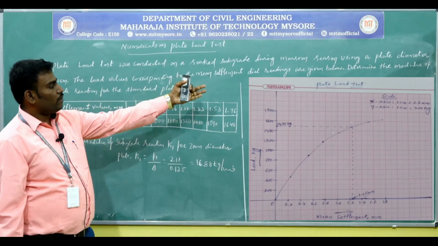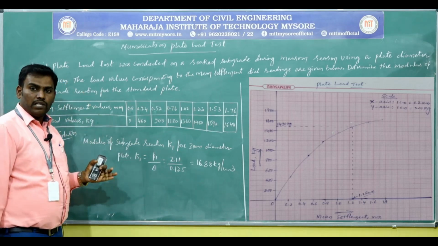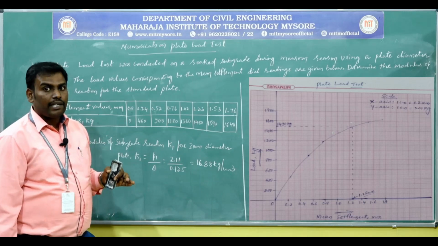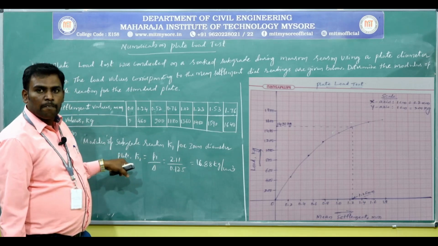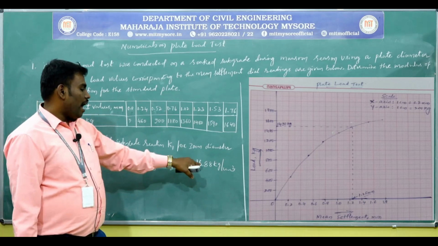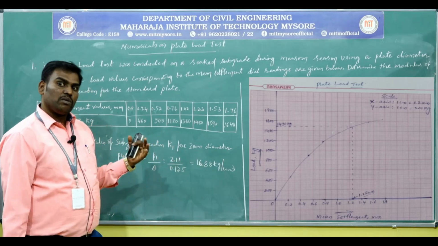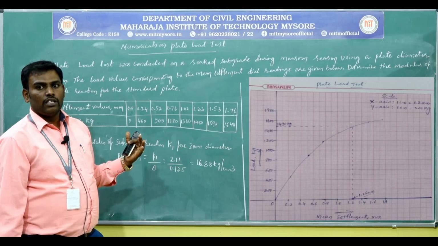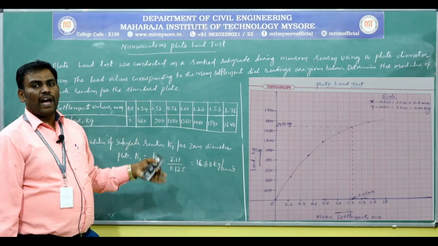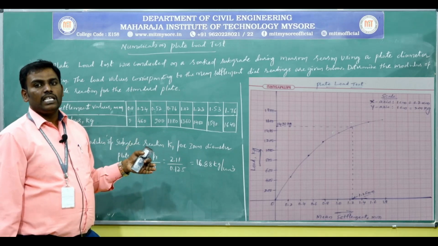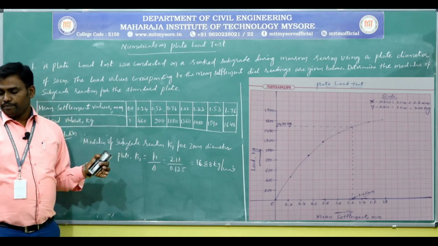But what are they asking in your problem? They are asking to determine the modulus of subgrade reaction for the standard plate. What is the dia of the standard plate? It is 75 centimeter. Okay. If for 30 centimeter dia plate you have the modulus of subgrade reaction 16.88 kg per centimeter cube, then what about for 75 centimeter dia plate? You need to apply the correction, no? By applying the correction, you need to find the modulus of subgrade reaction for the standard plate K. Basically, it's a very simple correction.